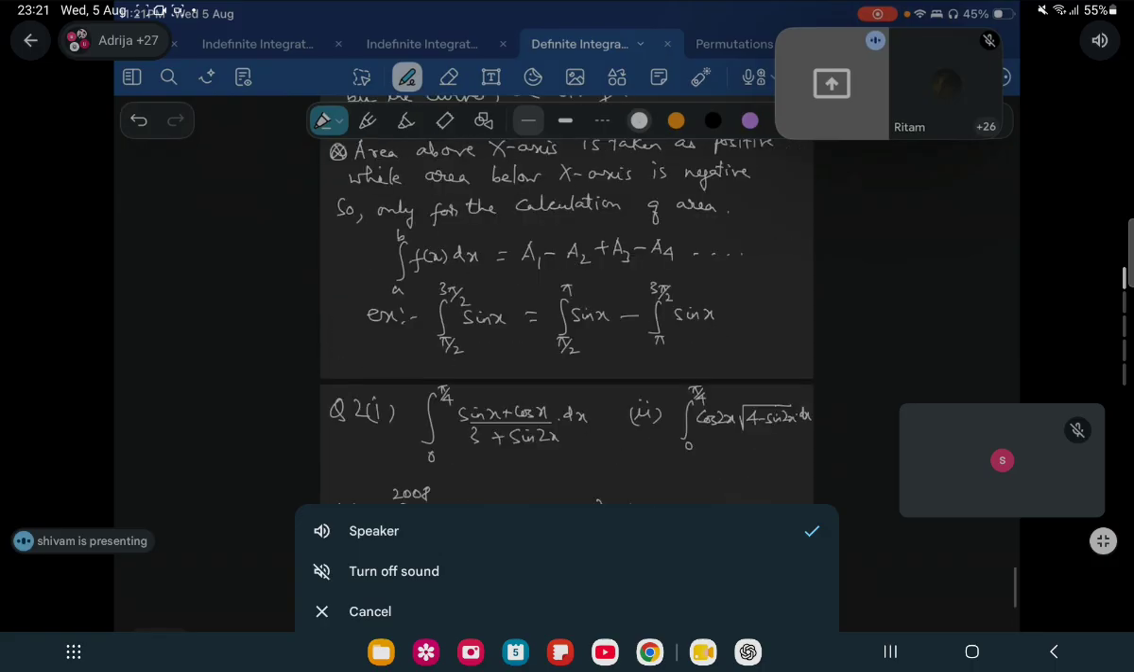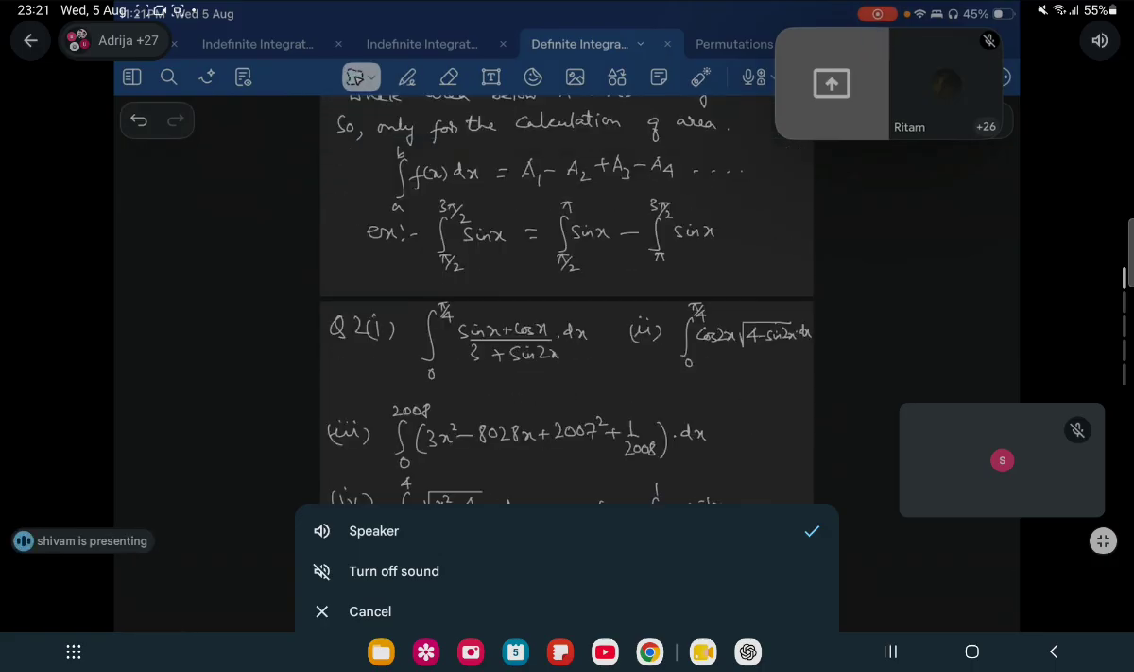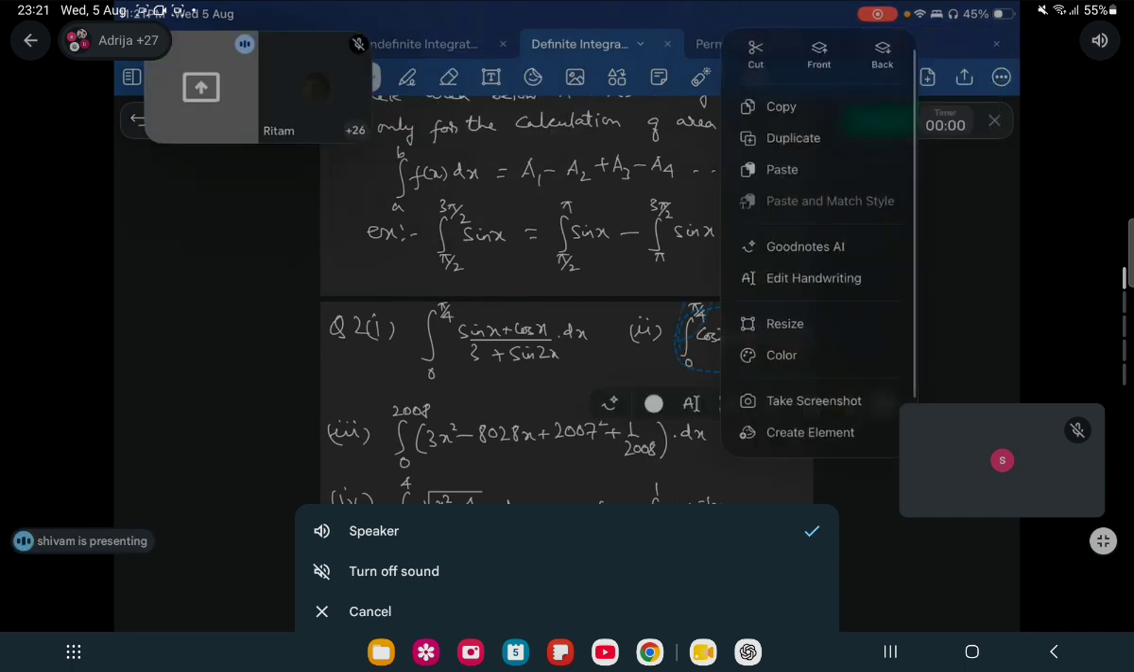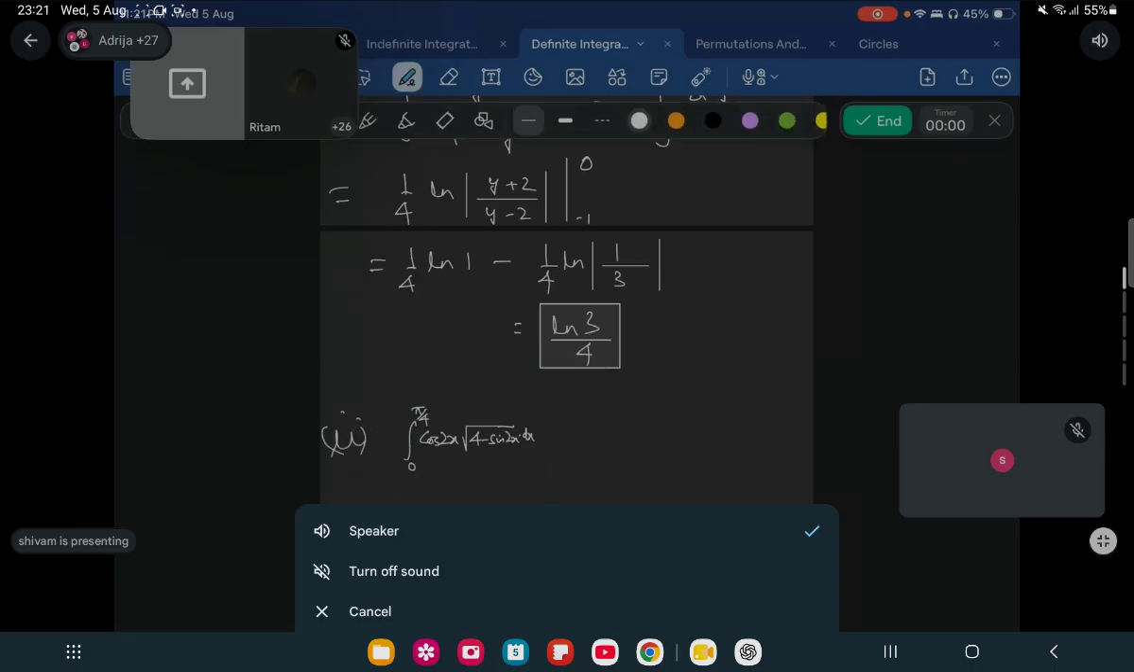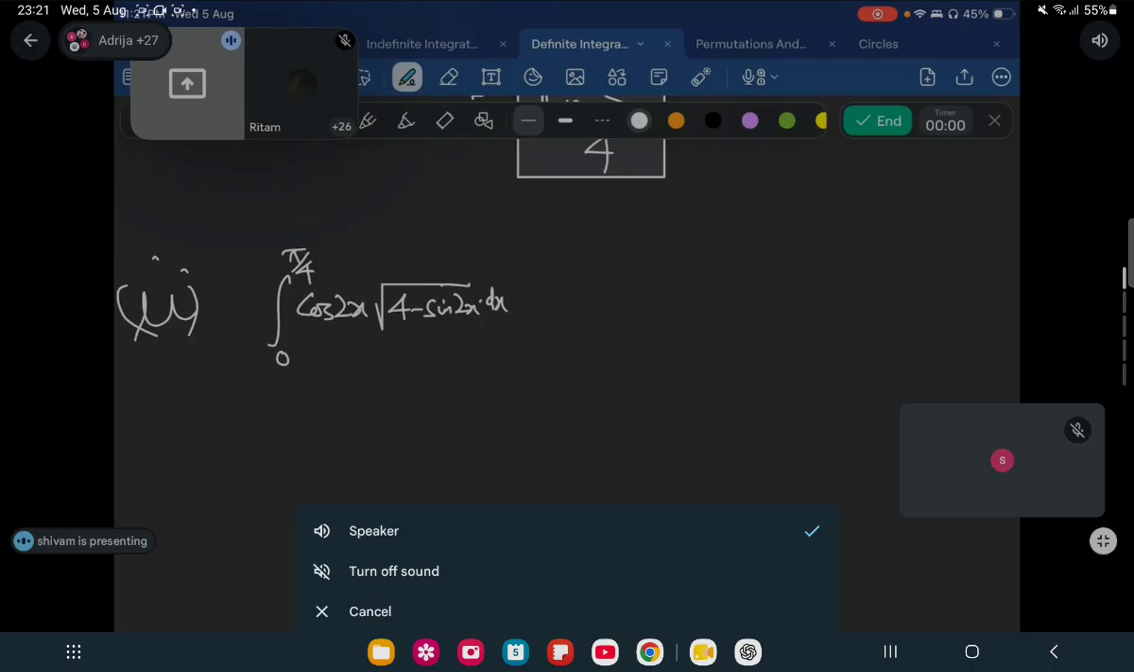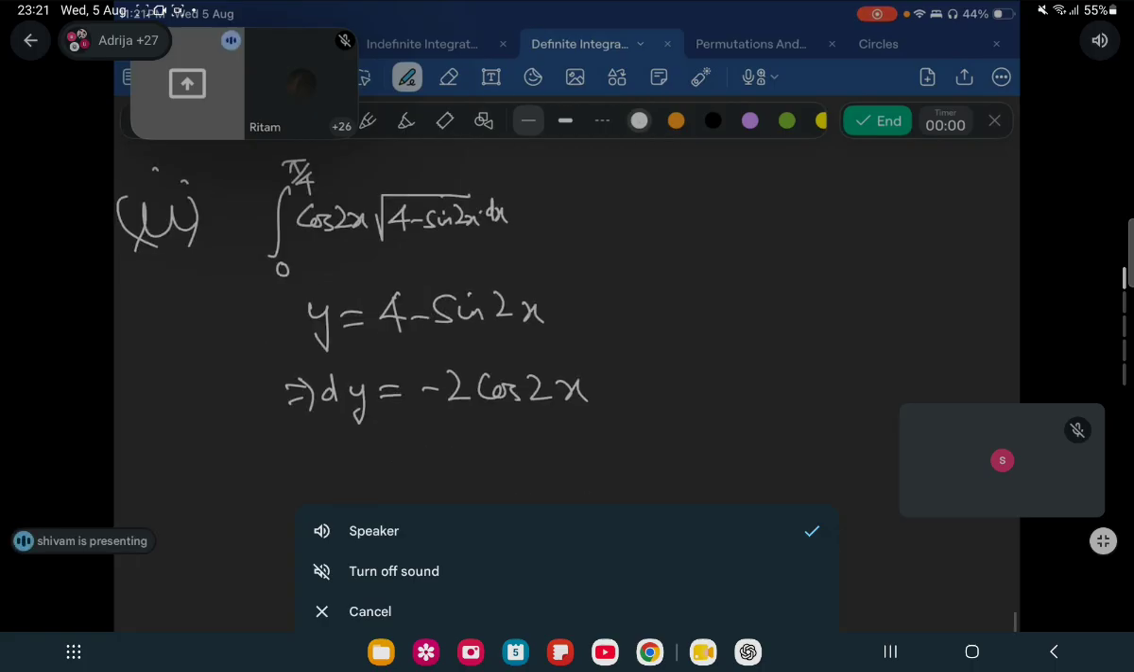Next. Part 2. Part 2 is integral from 0 to pi by 4 cos 2x into root over 4 minus sin 2x. So let us start. Over here, of course, we have to take y is equal to 4 minus sin 2x. dy will be equal to minus 2 cos 2x. That is there over there. Now let us change the limit.